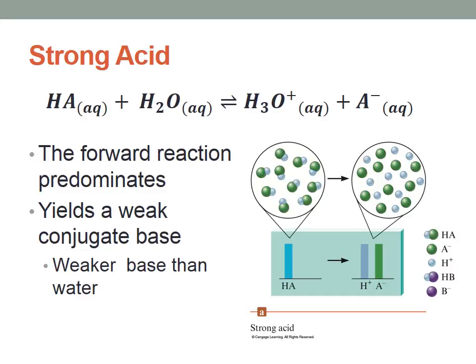Its attraction for the proton is weaker than that of water, so it's a weak base. So strong acids will yield weak conjugate bases. And they're also going to be strong electrolytes. That means that since it completely dissociates, there are lots of ions present in solution. It'll be able to conduct electricity very well in solution.